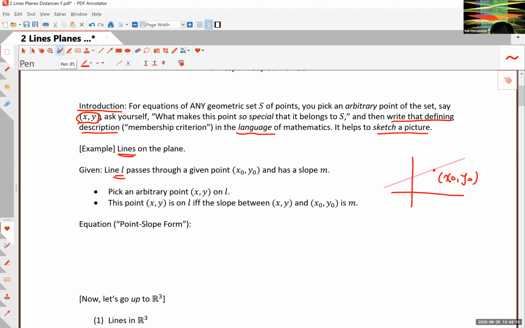Let me change my mode to a tablet mode. I think that's a little better.